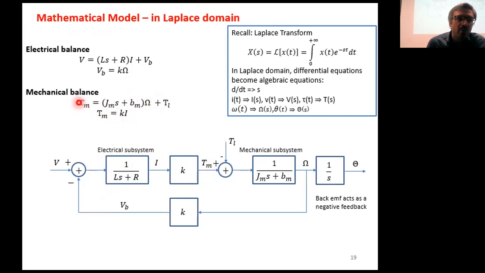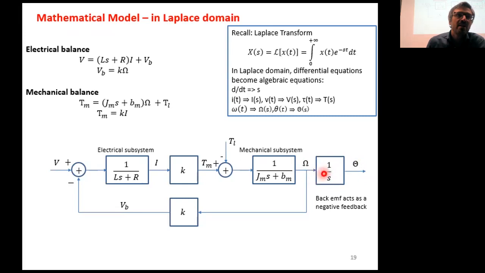Then from tau M we subtract tau L with this summation point, and we are left with this term. We divide by this, which represents the mechanical dynamics, and we obtain the output shaft angular velocity. And as you know, by integration we can get the angular position of the shaft.